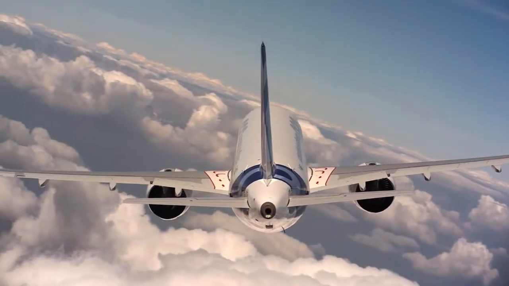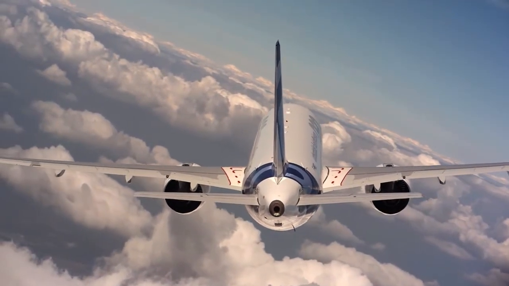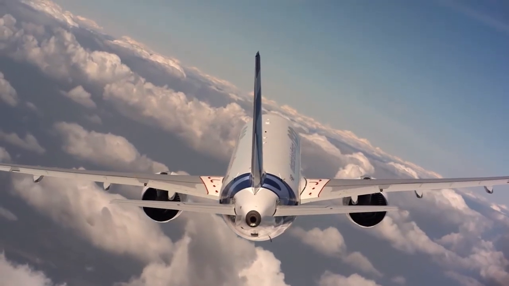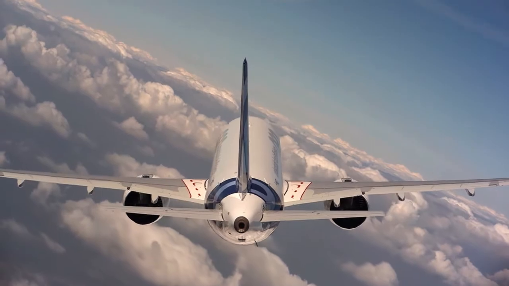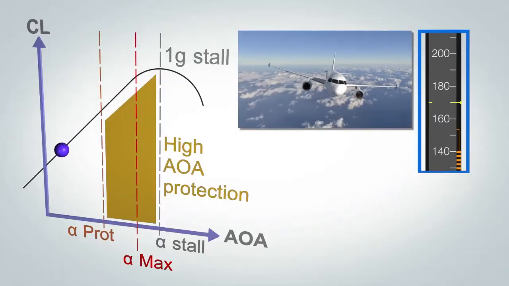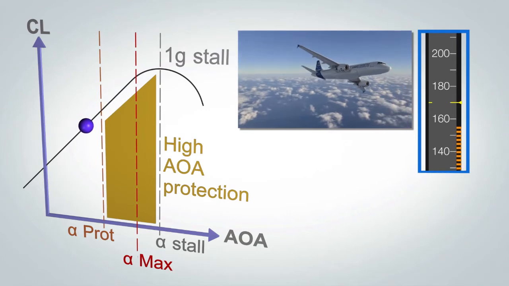During a turn, the lift vector is inclined, and the total lift produced by the wings must be increased to maintain a level flight. This causes an increase of the load factor. At a constant speed, the angle of attack is thus increased, and the V alpha prot rises on the PFD.